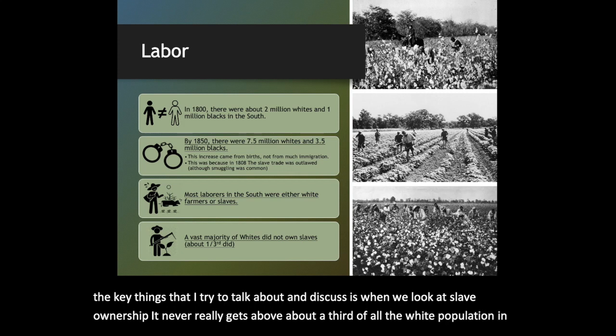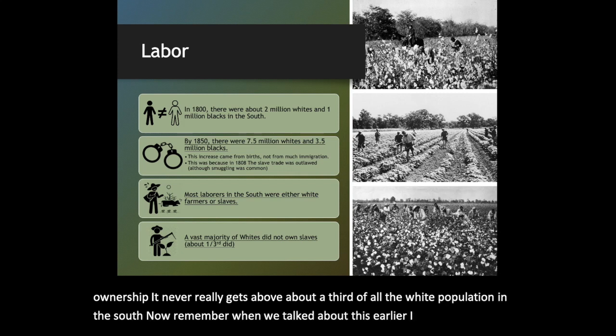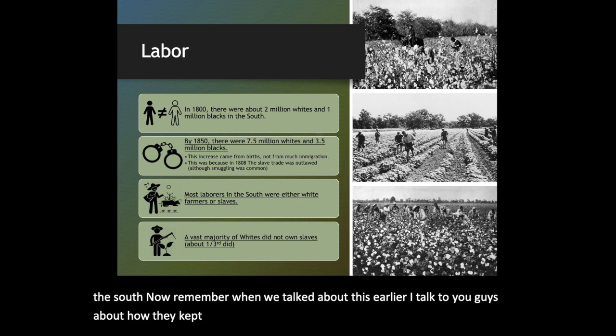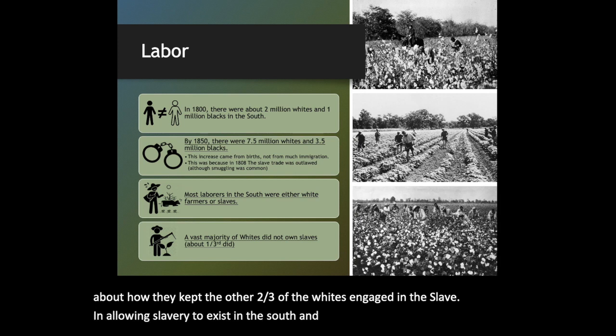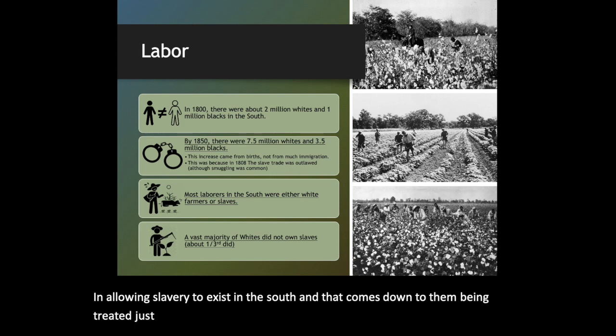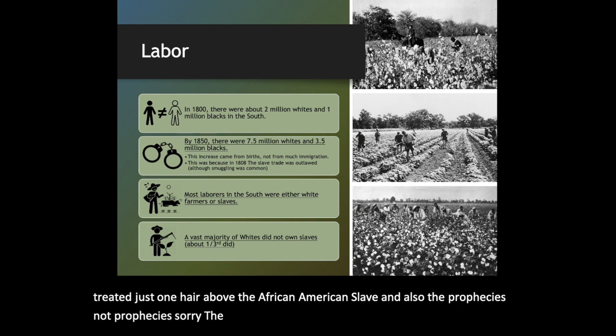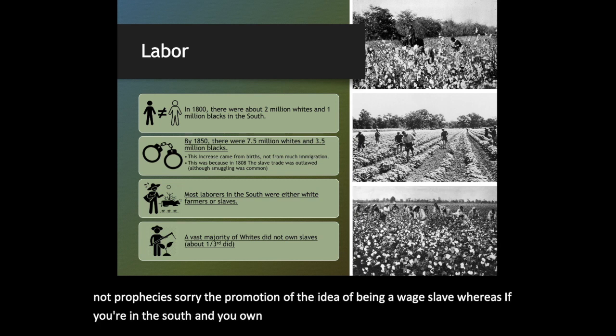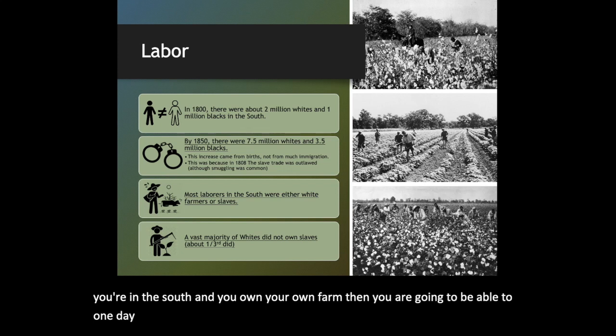Now, remember, when we talked about this earlier, I talked to you about how they kept the other 2/3 of the whites engaged in allowing slavery to exist in the South. That comes down to them being treated just one hair above the African American slave, and also the promotion of the idea of being a wage slave. Whereas if you're in the South and you own your own farm, then one day you'll be able to own your own slaves so you can live the large plantation life that everybody around you has.